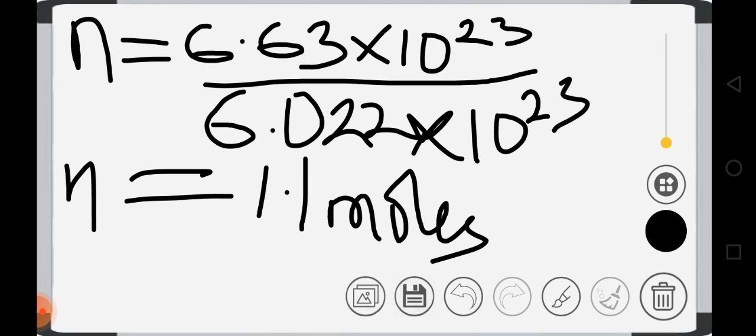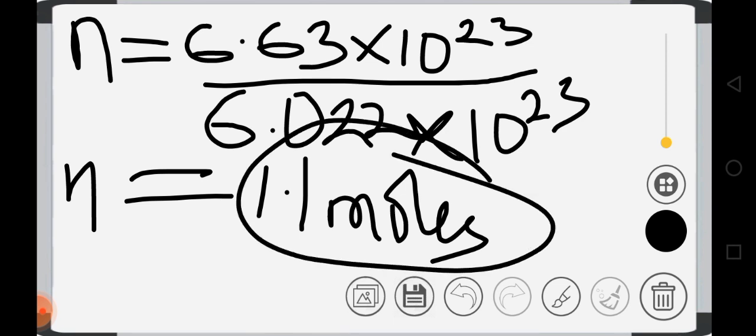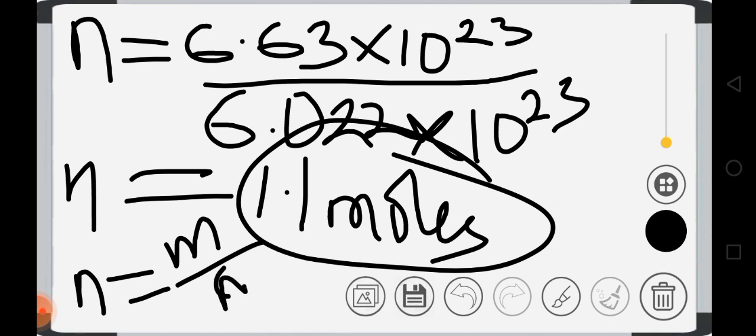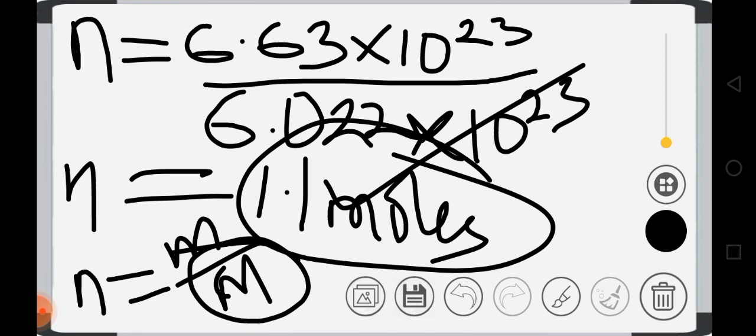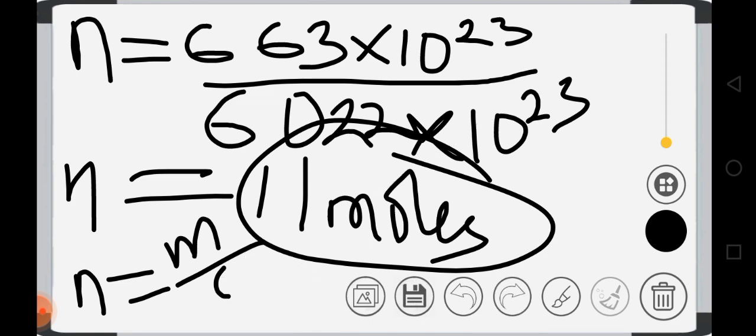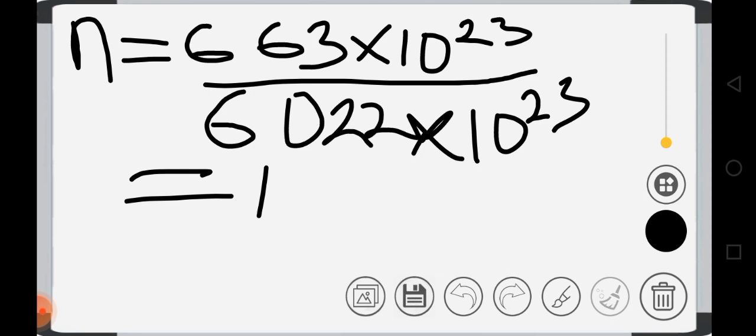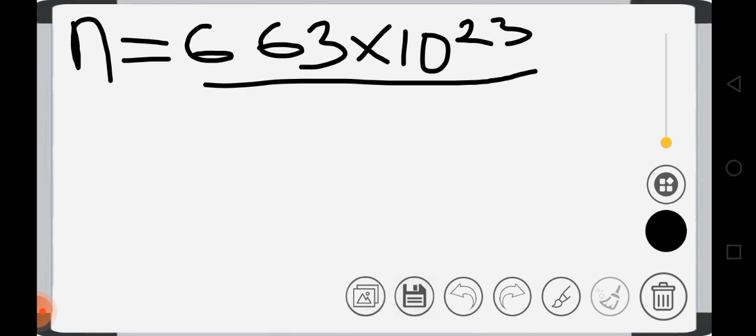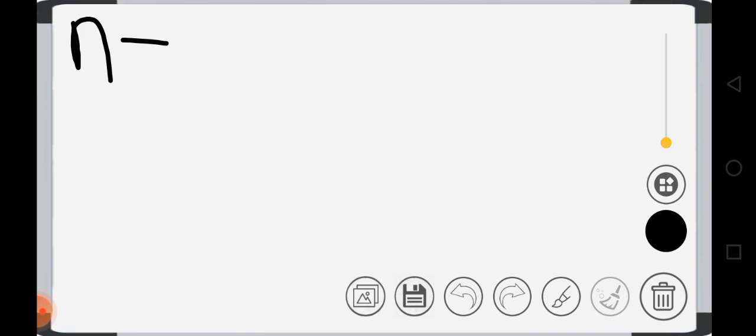So what are we going to do now? From this amount of glucose, we can get the mass of glucose. How are we going to do this? We're going to use the other formula, which is amount of substance equals mass over molar mass. So let's get the molar mass of glucose. Let me teach you how to do that, because that is still very important. Remember, the glucose was C6H12O6.